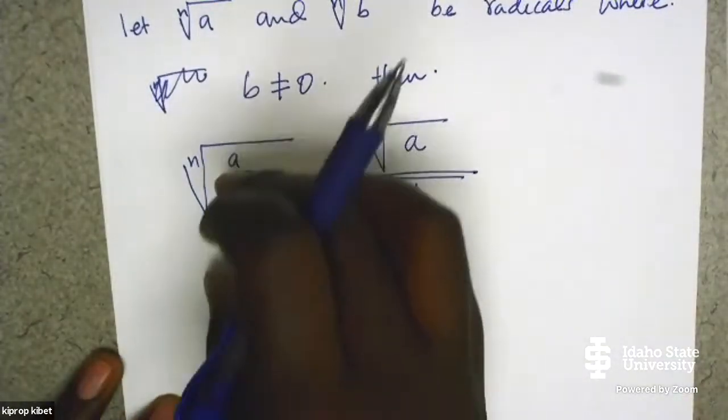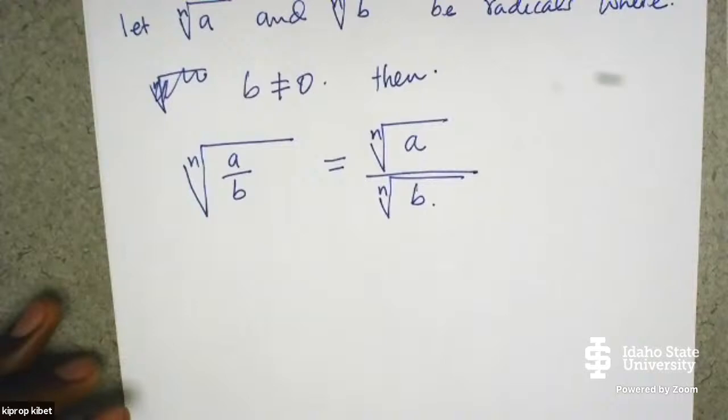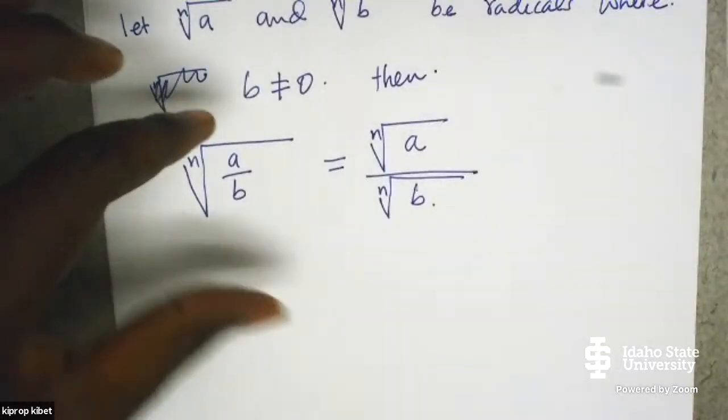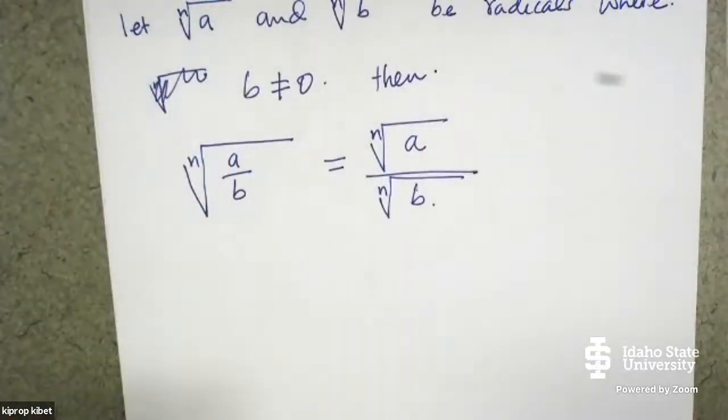So if the radical is of the same kind, then you can actually divide first, which is inside, and then you take the radical, or you can take the radical of each one of them.